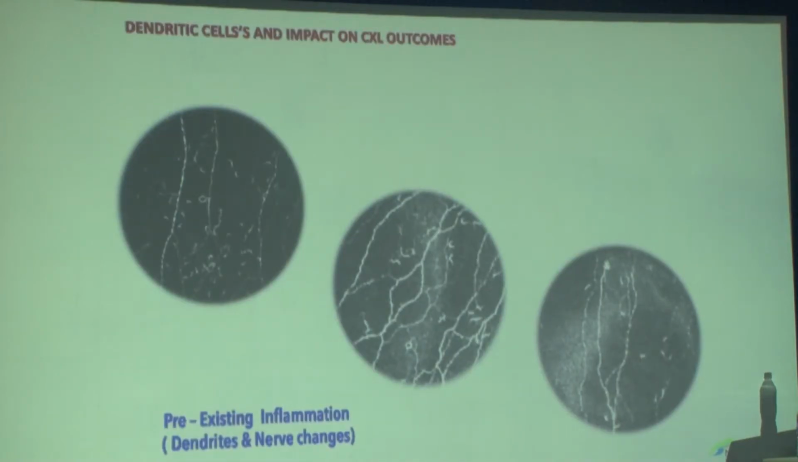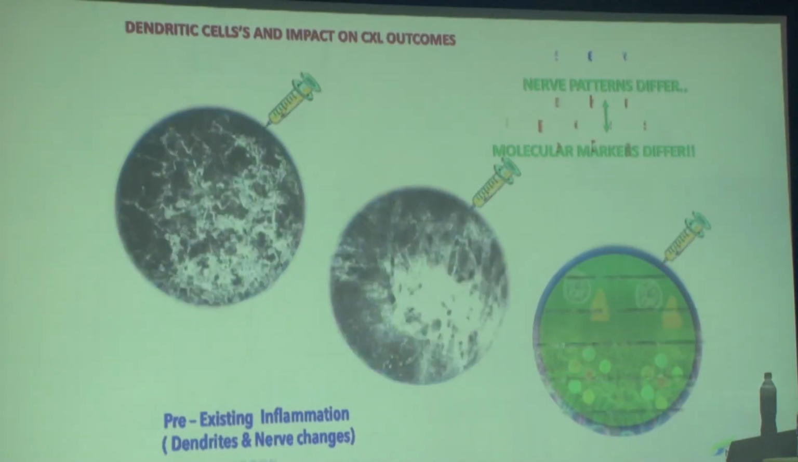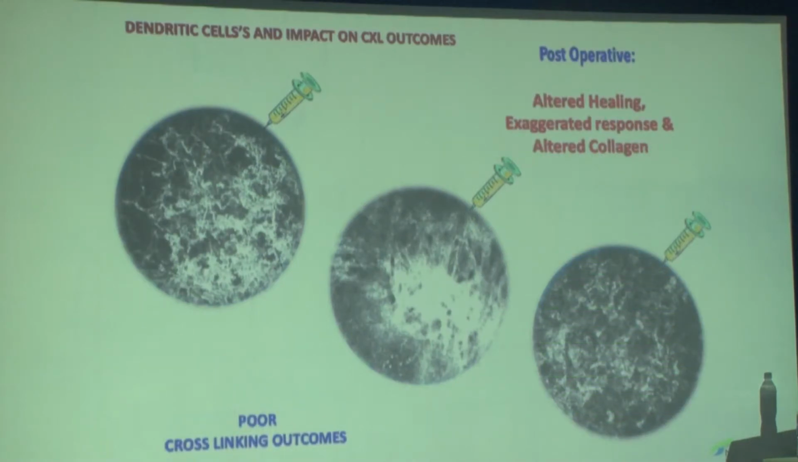Now, what is the role of these nerves? Why are we talking about nerves? As I said, these cells are just a sign of inflammation, and this is what the surface would look like. Inflammatory molecules like MMP9, IL-17, and IL-1 beta, IL-6 might be on the higher side. And if you do cross-linking on these patients, they have much higher chances of developing haze or scar post cross-linking. So why does it come into the picture? If there is pre-existing inflammation present and you do cross-linking, they have much higher chances of progression.